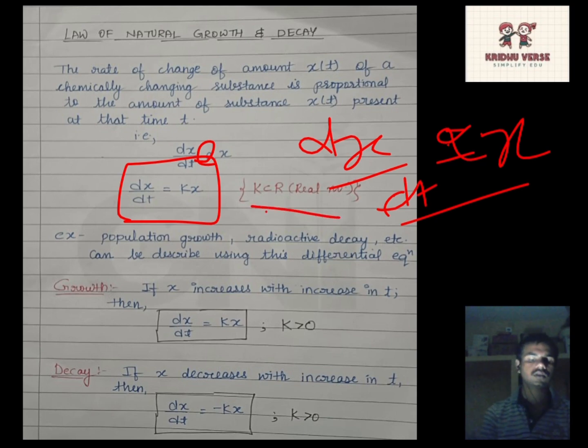So once you read this definition, it says the rate of change of amount x(t) of a chemically changing substance is proportional to the amount of the substance x(t) present at that time t. Means what? Same thing I said. We take a chemically changing substance, so its rate of change of amount x(t) should be proportional to the amount of substance x(t) at the present time t. This is what the statement says.